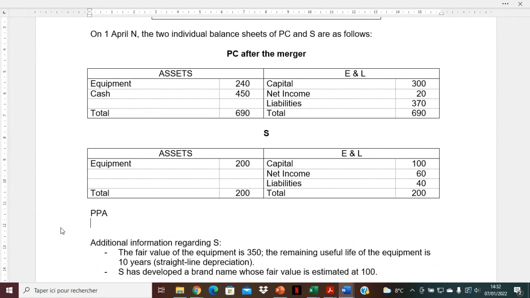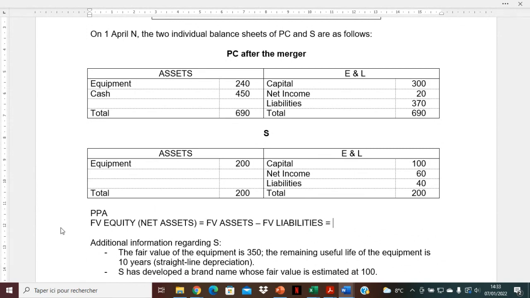In order to do this, there are different possibilities. So we can calculate the fair value of equity, which is also called the fair value of net assets. The fair value of equity equals the fair value of assets minus the fair value of liabilities. That's the first possibility.